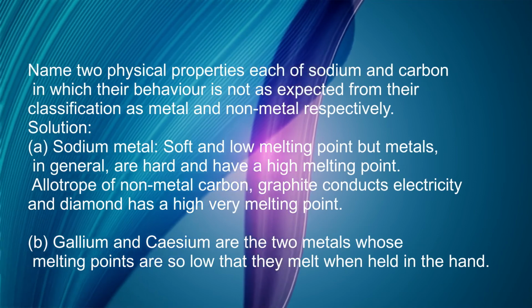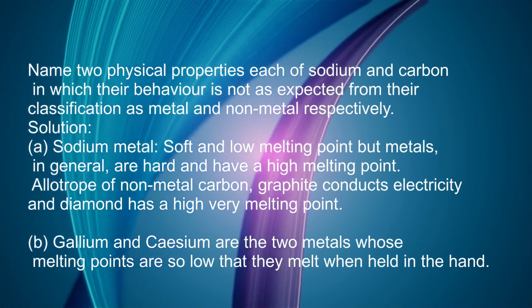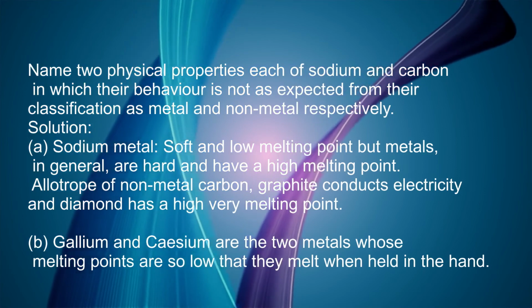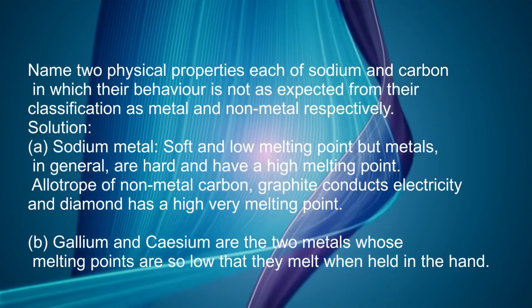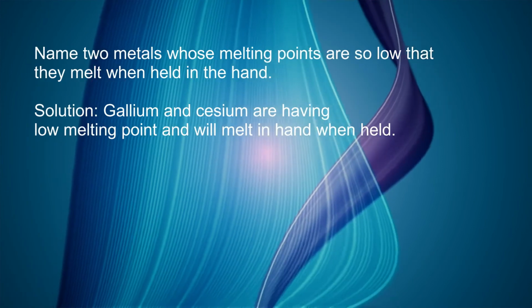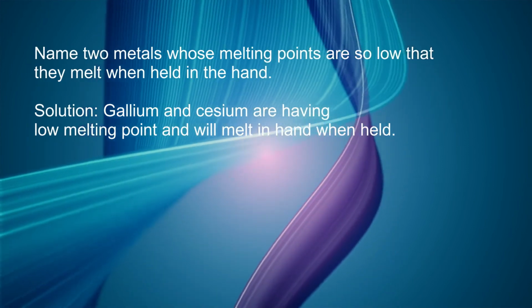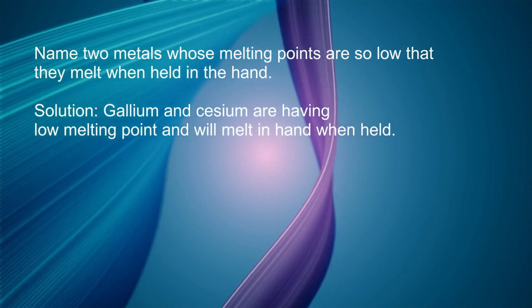B. Name two metals whose melting points are so low that they melt when held in the hand. Answer: gallium and cesium have low melting points and will melt when held in the hand.